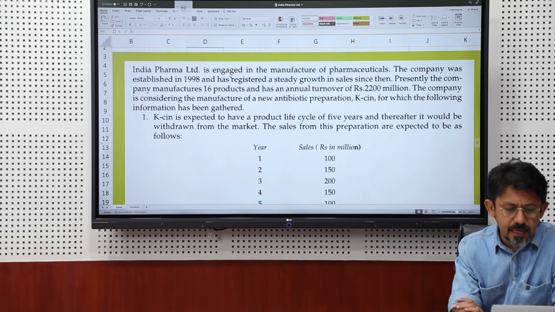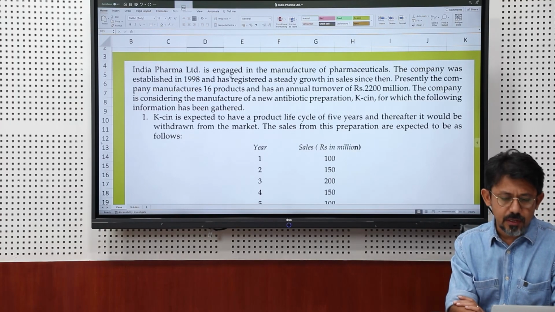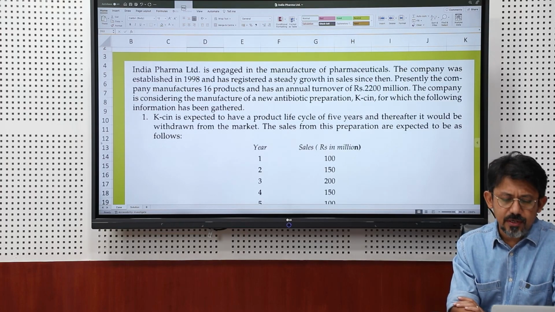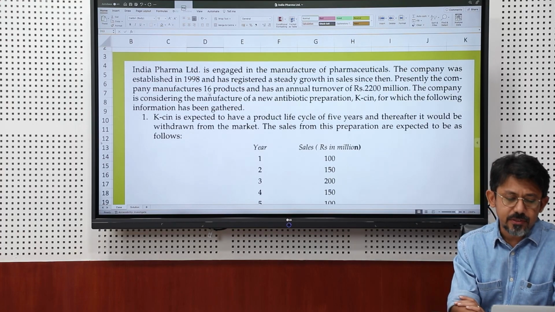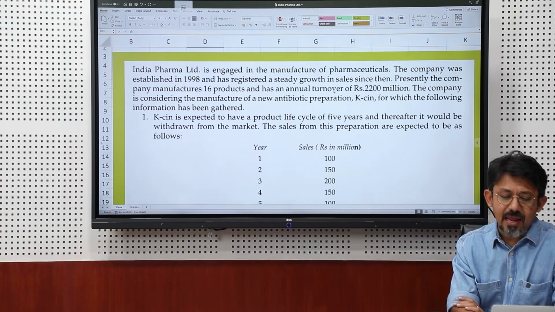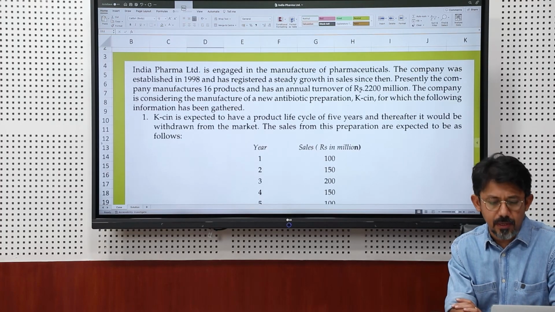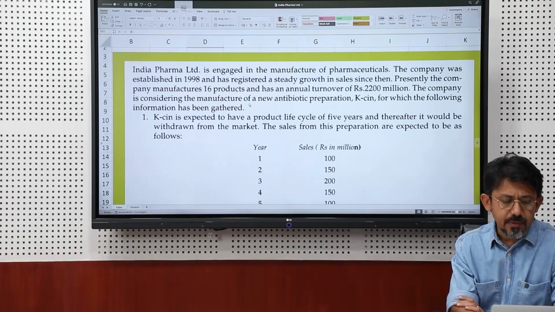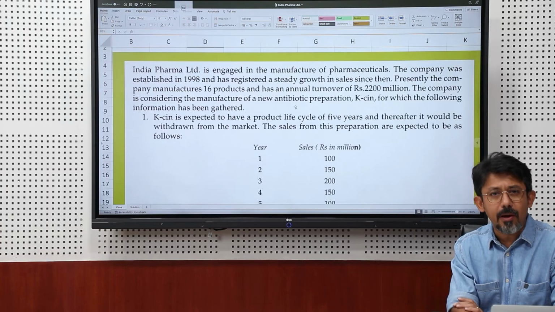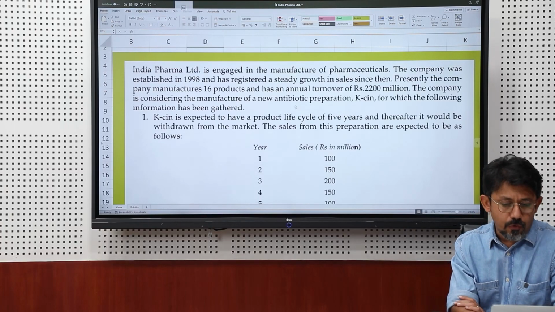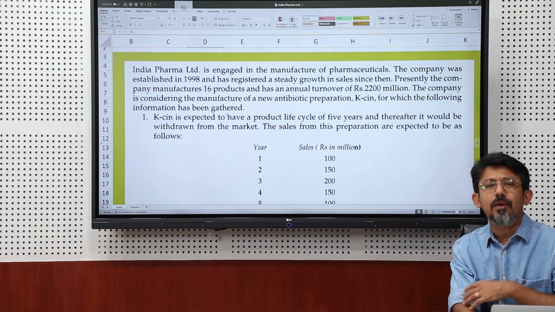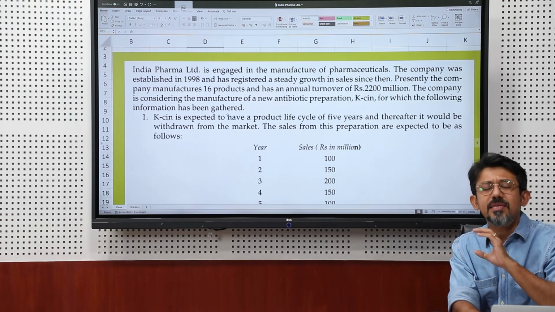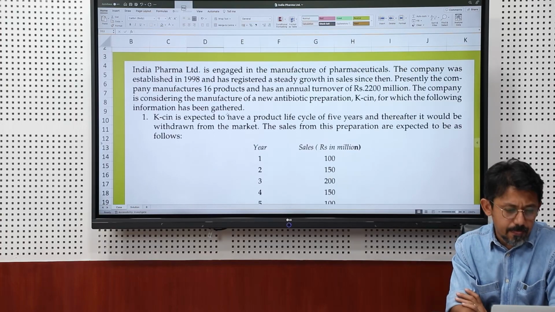India Pharma Limited is engaged in the manufacture of pharmaceuticals. The company was established in 1998 and has registered a steady growth in sales since then. Presently, the company manufactures 16 products and has an annual turnover of rupees 2,200 million. The company is considering the manufacture of a new antibiotic preparation casein, for which the following information has been gathered. So, we are looking at launching of a new product. Essentially, that is the decision that we've got to take.